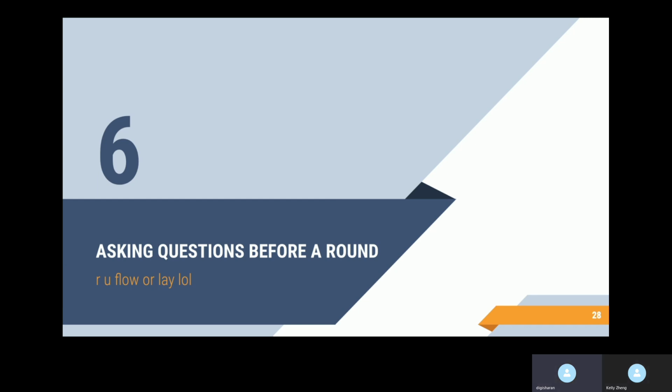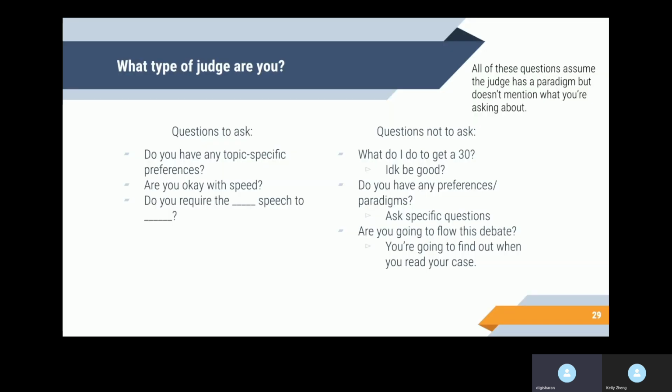So now we're going to talk about what kind of questions you should be asking before a round. And this is specific to whether a judge either has a paradigm but doesn't mention what you're asking about, or if they just don't have a paradigm at all. So questions you should be asking are like, do you have any topic specific preferences?